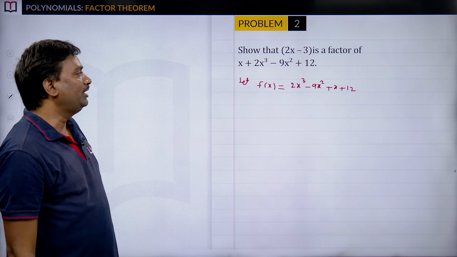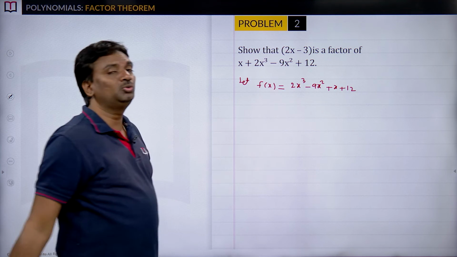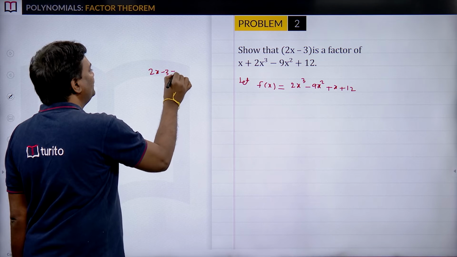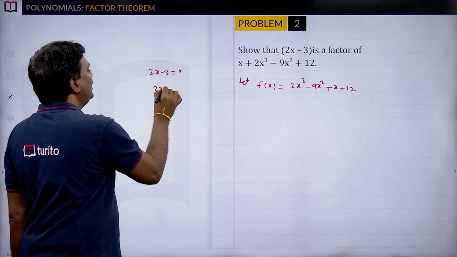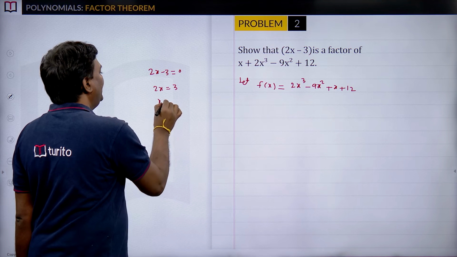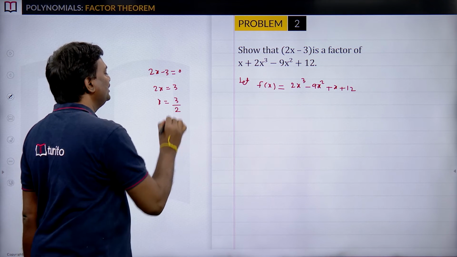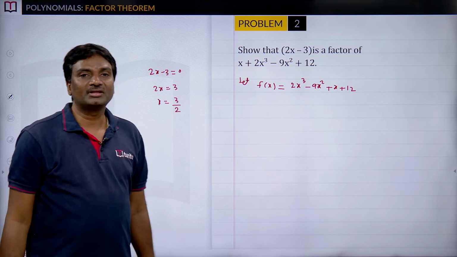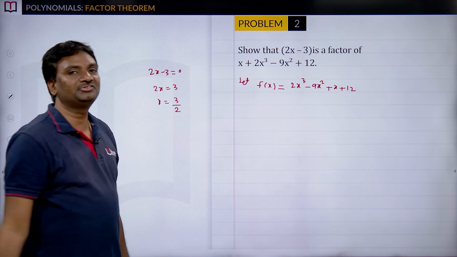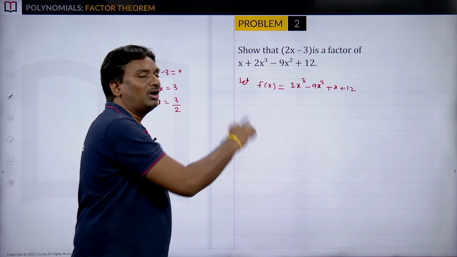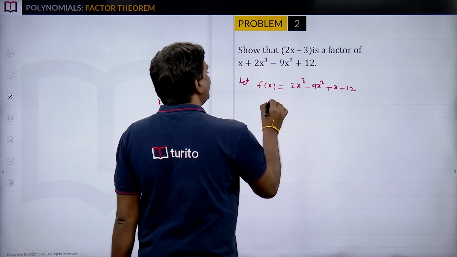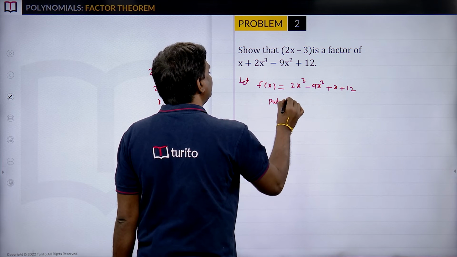Now we are dividing this polynomial by 2x minus 3. So let us take 2x minus 3 equal to 0. By taking minus 3 to that side, you will get plus 3. By dividing on both sides by 2, you will get x equal to 3 by 2. Now by substituting x equal to 3 by 2 in this polynomial, after simplification, if we get 0. So put x equal to 3 by 2.